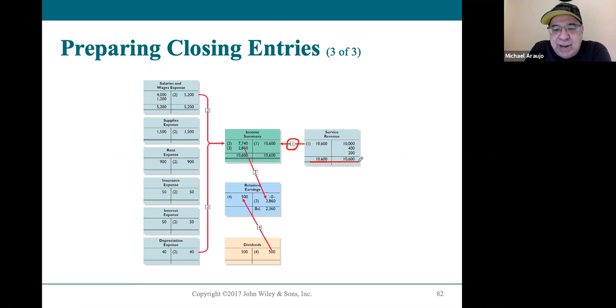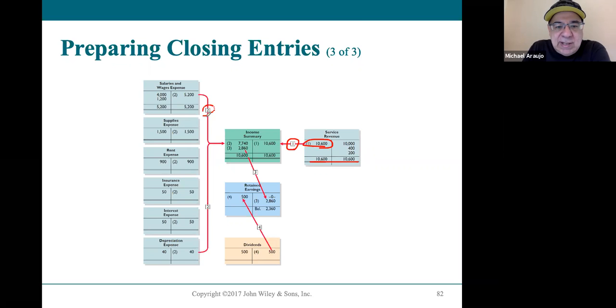We simply bring the balance to zero, and that means both sides have to equal for the balance to be zero. That's why the debit goes to service revenue, because that debit combined with this credit will give it a zero balance. We move that to income summary, which is, again, that temporary account.